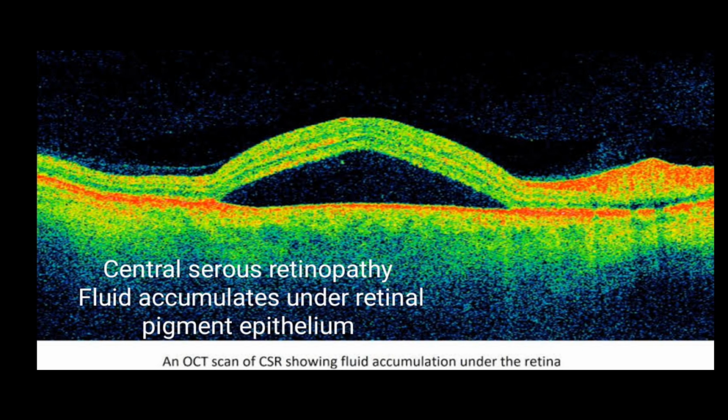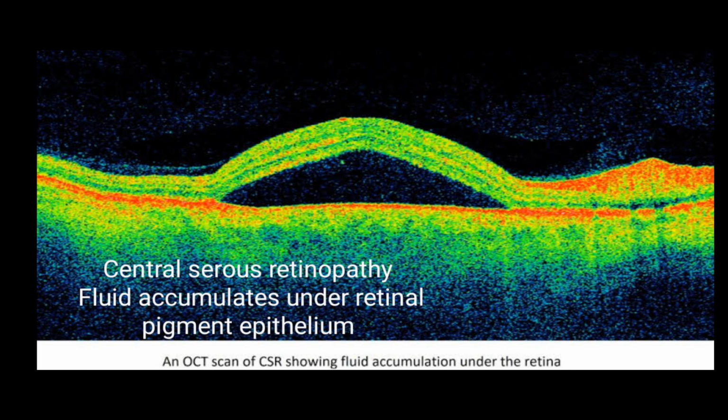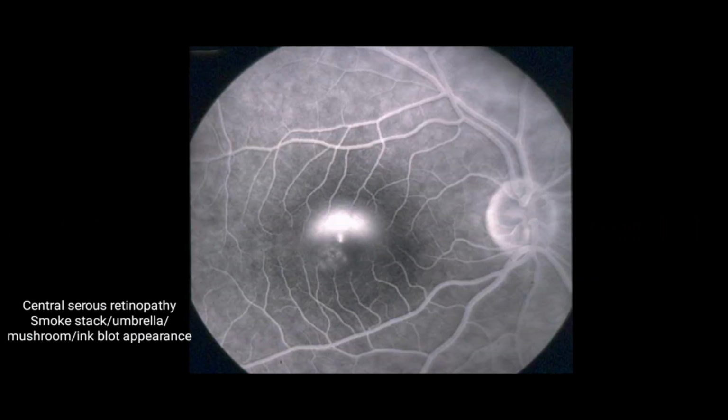Then this is an OCT scan of central serous retinopathy, showing fluid accumulation under the retina, above the retinal pigment epithelium and under the external limiting membrane. Fluid accumulates under the retinal pigment epithelium. This fluid is accumulated under the retinal pigment epithelium in central serous retinopathy.